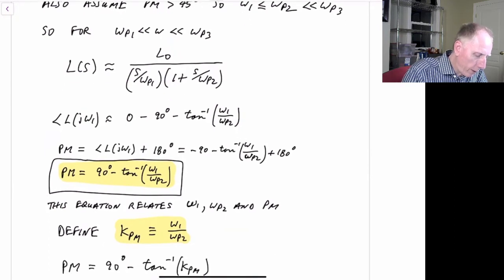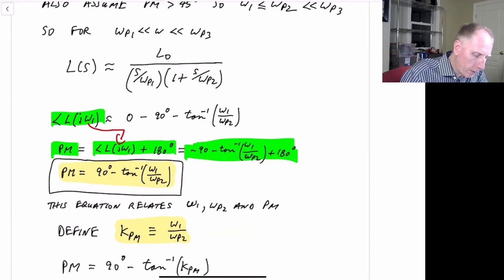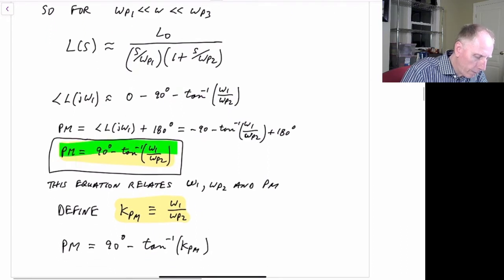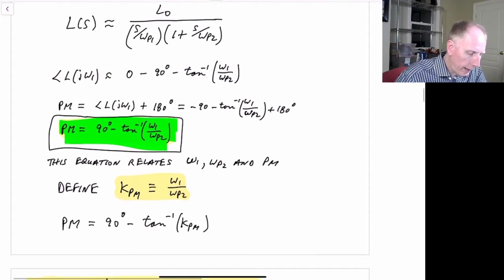That means that our phase margin, by definition, is this phase plus 180 degrees. So if I substitute this into here, we end up with the equation shown here. Finally, we can write that the phase margin is given by 90 minus the arctan of omega 1 over omega p2. And this relates omega 1, omega p2, and the phase margin.